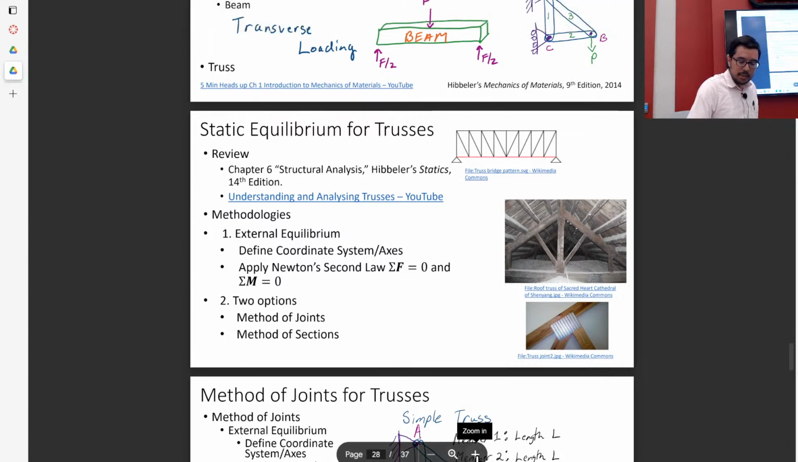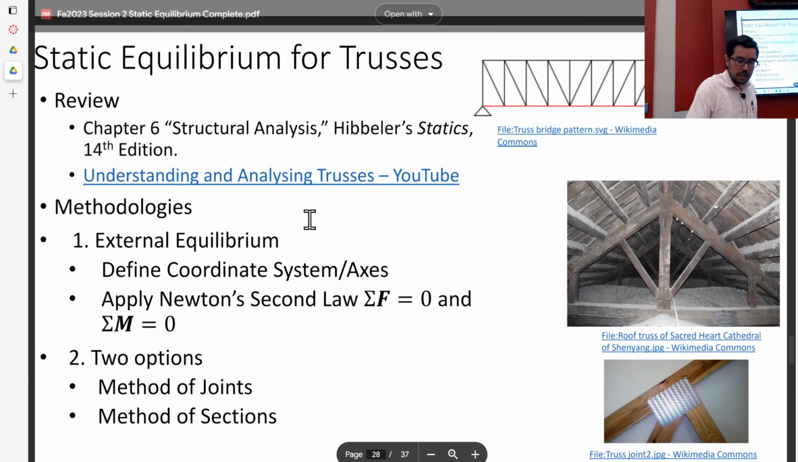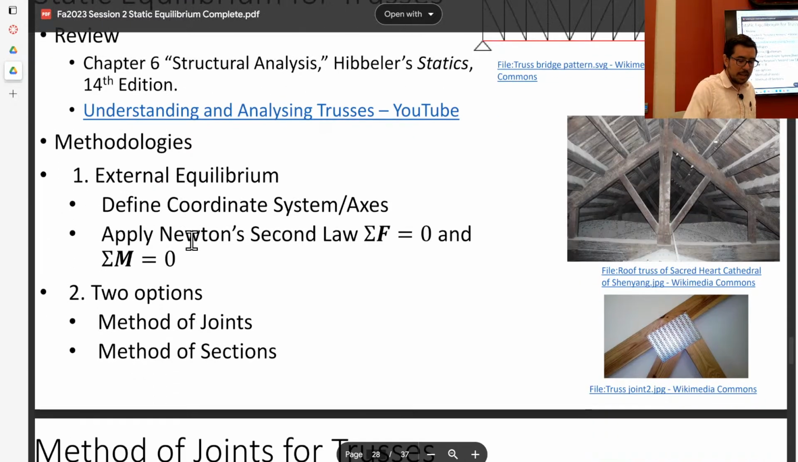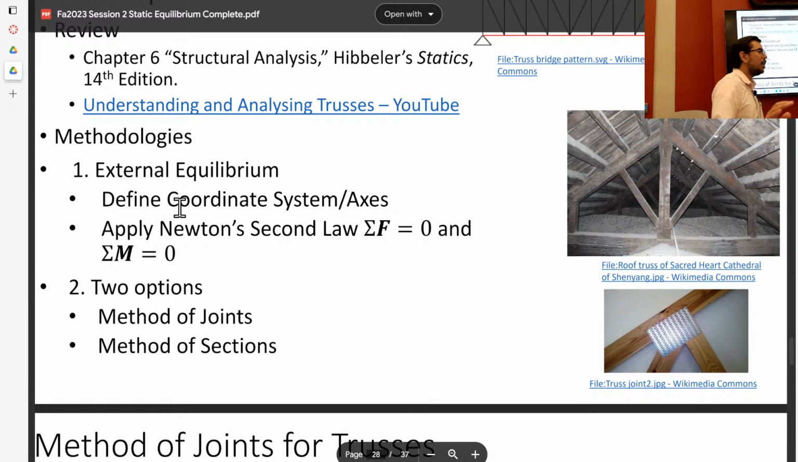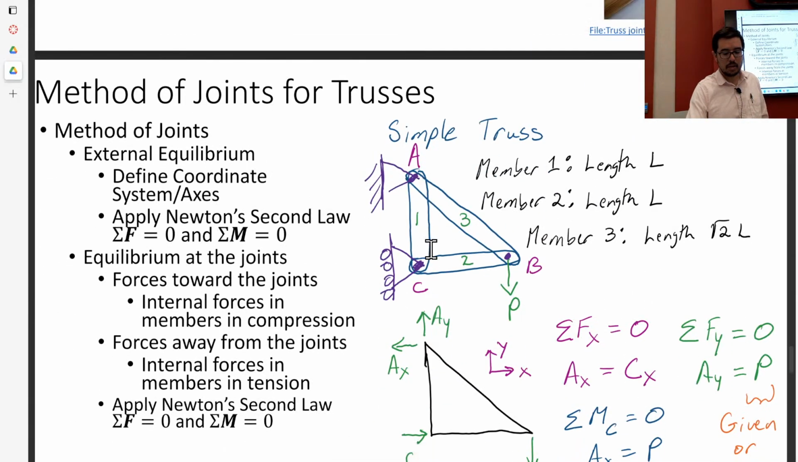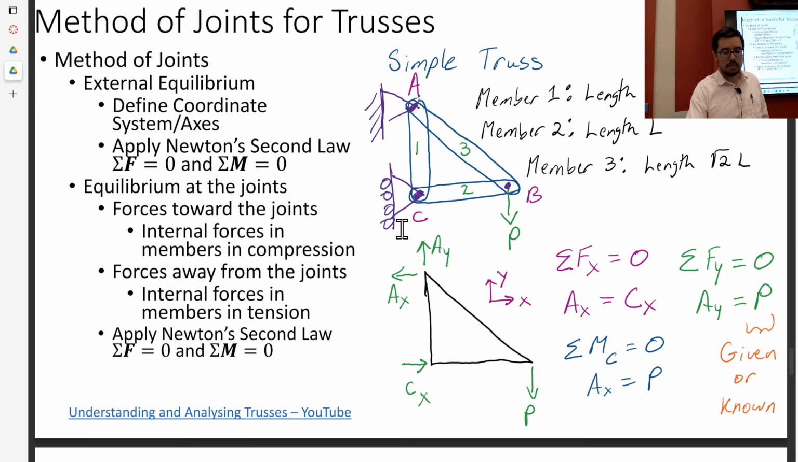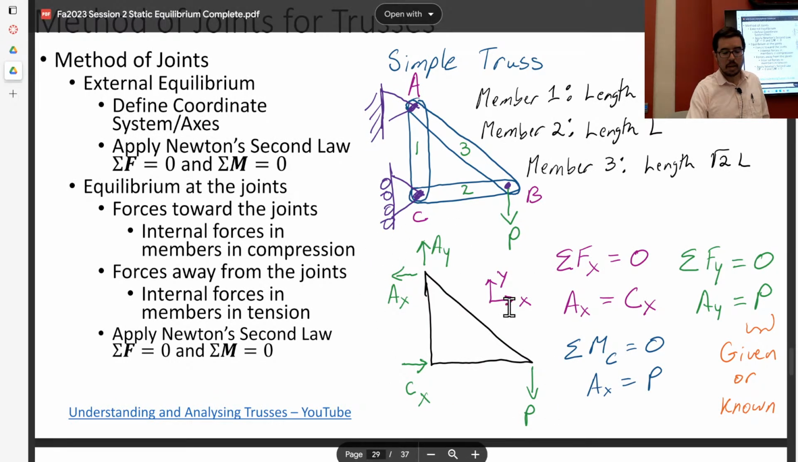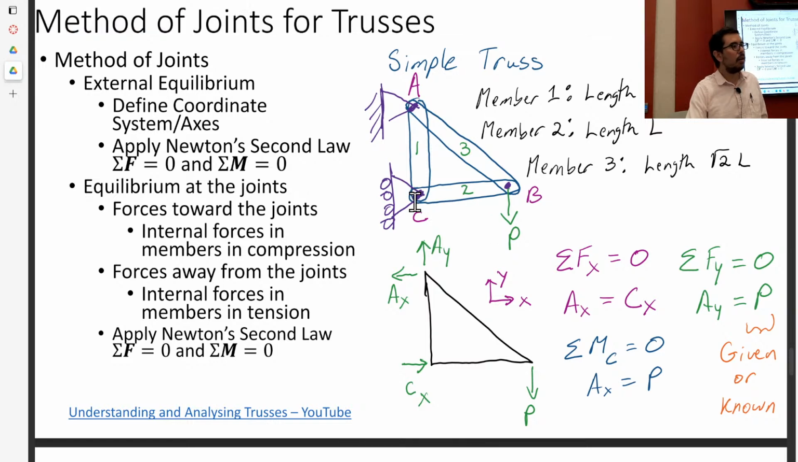With trusses, if you want, you can review chapter 6 in the Hibbeler Statics book. The methodology, well, there are actually kind of 2 methodologies, but in both, the first thing you do is external equilibrium. Okay? So what does that mean? In this simple truss, it means that we draw out the forces that are acting on the pins in the truss.